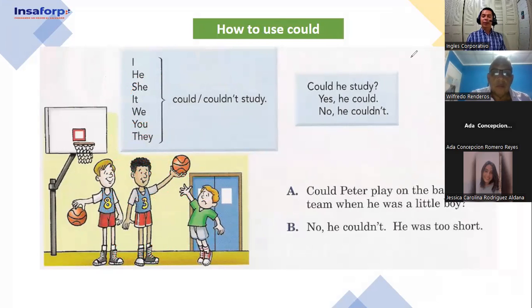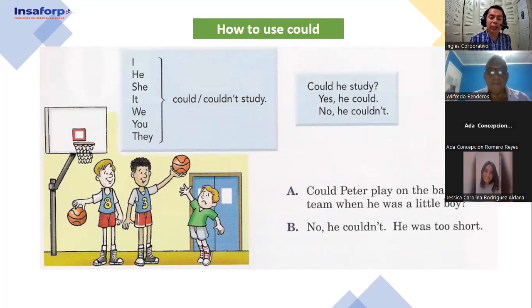Now, look. I could study. He could study. She could study. We could study, etc., right? Negative. I couldn't study. He couldn't study. She couldn't study. Right? Now, could he study? Yes, he could. No, he couldn't. So the use of could to make requests.